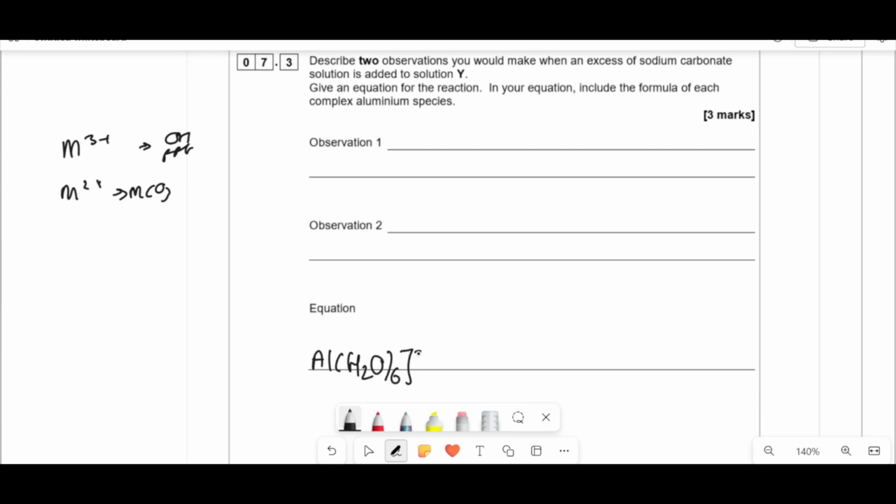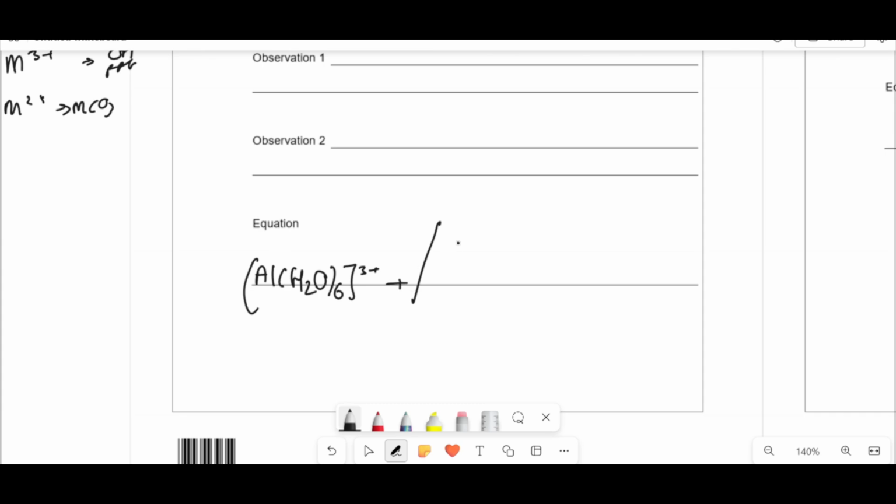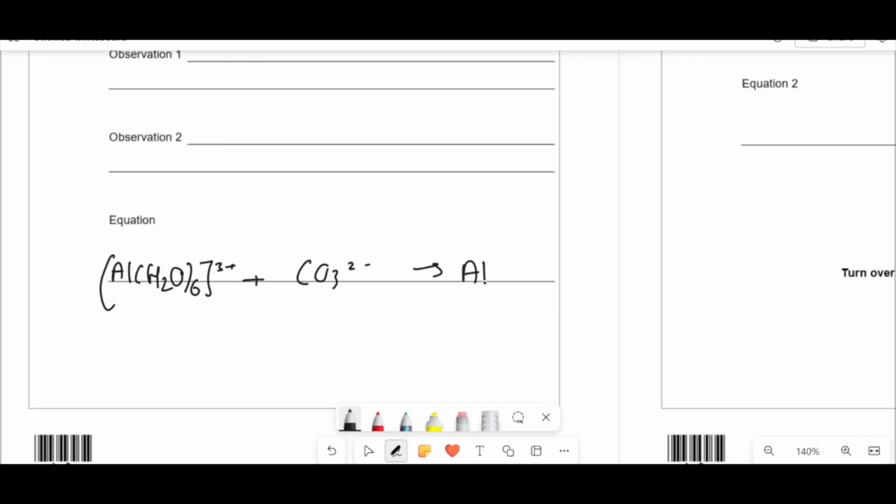[Al(H2O)6]3+. We need to think what's it going to react with from the sodium carbonate, because we only want the ions, right? It's going to be the carbonate ions, which is CO3 2 minus. One of the products is that you're going to get an aluminium precipitate. So it's going to be [Al(H2O)3(OH)3] with no charge. And that's solid. So generally, when you've got transition metals, metal ions, and all of this kind of stuff, if it's not charged, it's a solid.